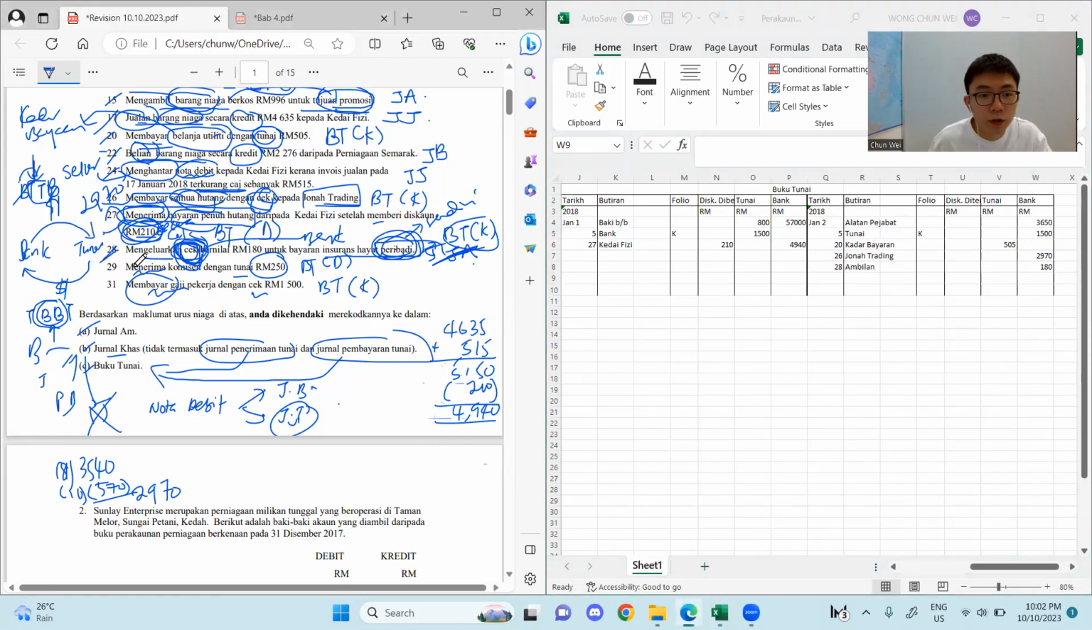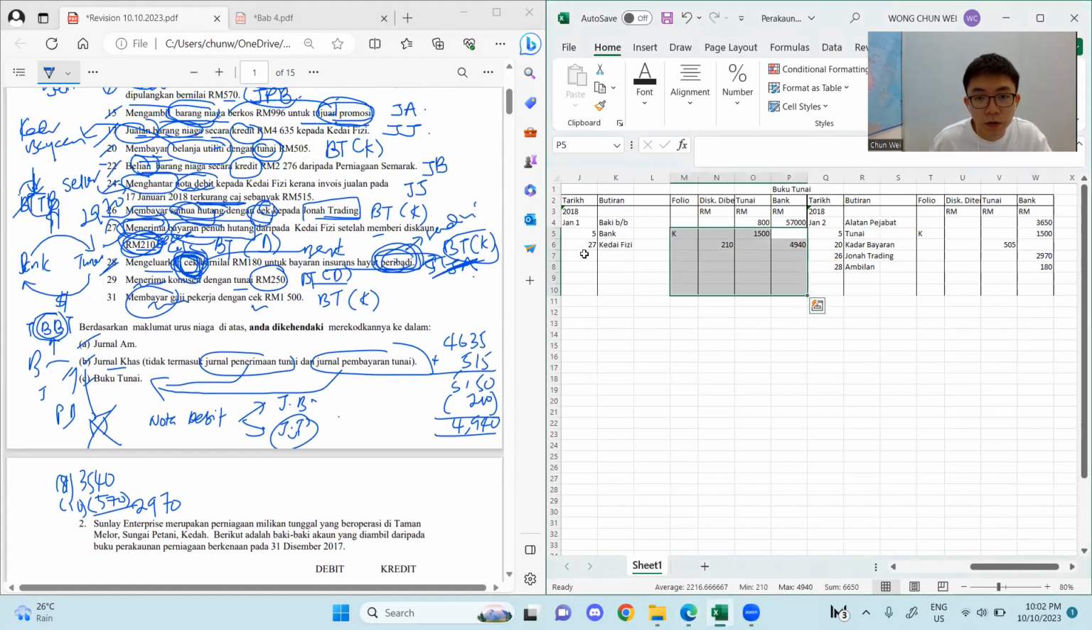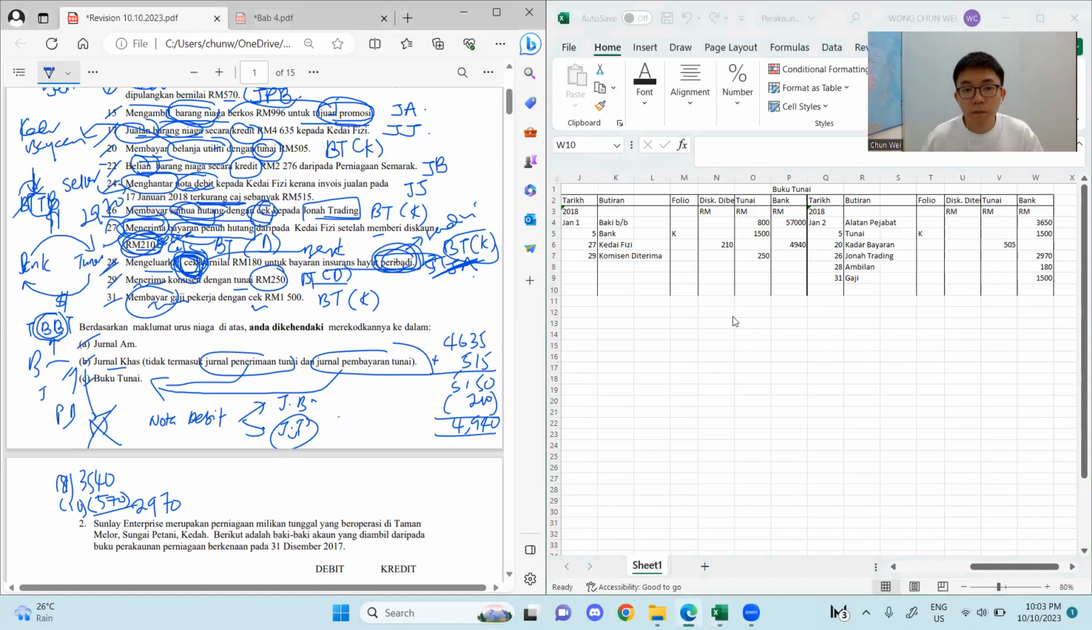Done. Then 29, Buku Tunai, debit side, why? You terima, that's why it's on the debit side. So on the 29th, you terima commission. So you have to phrase it as commission diterima. Okay, dengan tunai. So under tunai here, how much? 250. And then lastly, on the 31st, Buku Tunai, credit side, 31st, you bayar gaji pekerja. So you just write gaji is the term for it, dengan check, 1,500. That's it. Done.